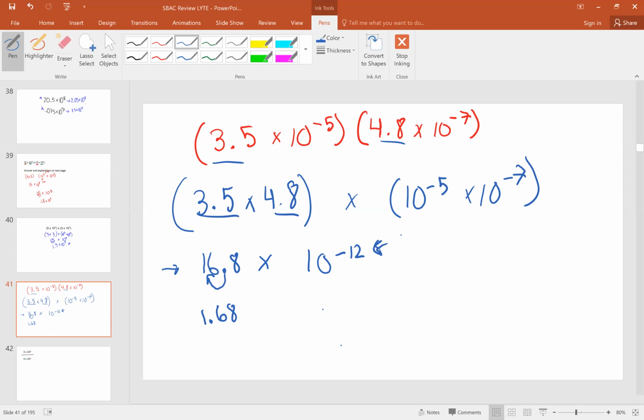Now I have to see what happens to this value if it's 1.68. It's going to be times 10 to the power of what? If I move it to the left once, anytime I move a decimal to the left, my exponent becomes greater. All right, so what's 1 greater than 10 to the negative 12th? That's 10 to the power of negative 11. So 1.68 times 10 to the power of negative 11, and that is done.